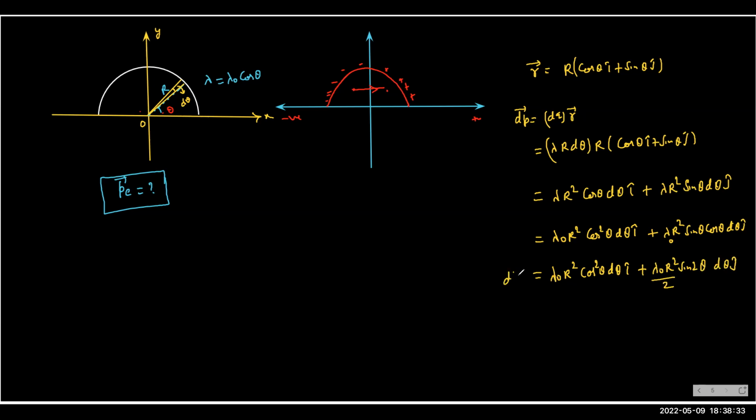We need to integrate both from 0 to pi. The sin 2 theta term will be 0 because the periodicity of sin 2 theta is pi only. So this term is 0. The net dipole moment we'll get is lambda not r square times the integration of cos square theta d theta i cap, from 0 to pi. We know how to do this because cos square theta is 1 plus cos 2 theta by 2. Can you do this part? All right, go ahead.